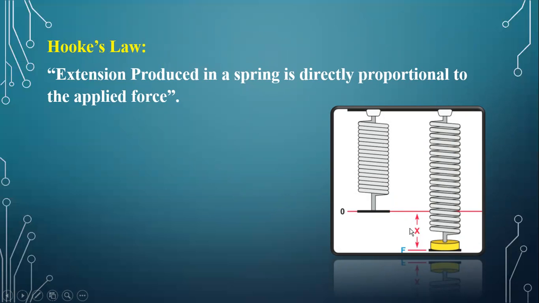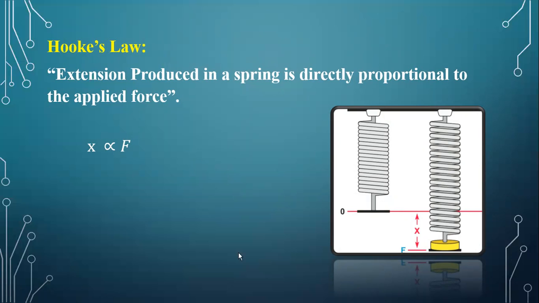So according to Hooke's law, this extension produced depends upon the applied force. But there is a very important point: this relation, which is extension directly proportional to applied force, occurs within a specific limit called the elastic limit. So within the elastic limit, this extension produced is directly proportional to applied force.